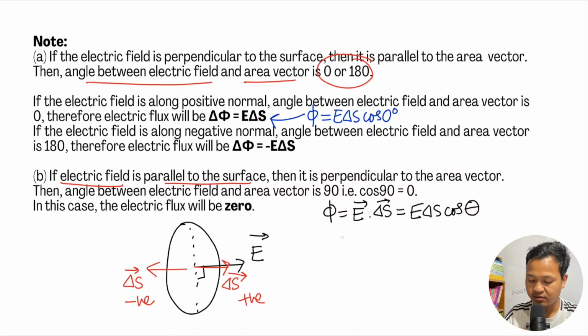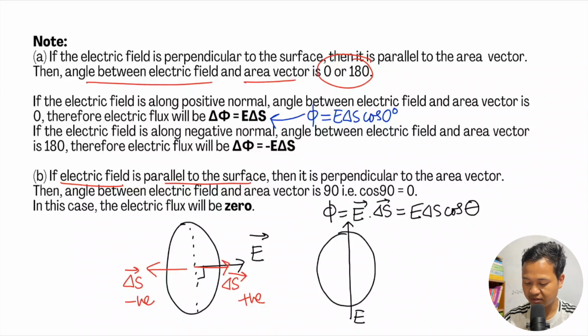Now if the electric field is parallel to the surface, this is the electric field. I'll write here electric field. And this is the surface, delta S. The angle between them is now 90 degree.